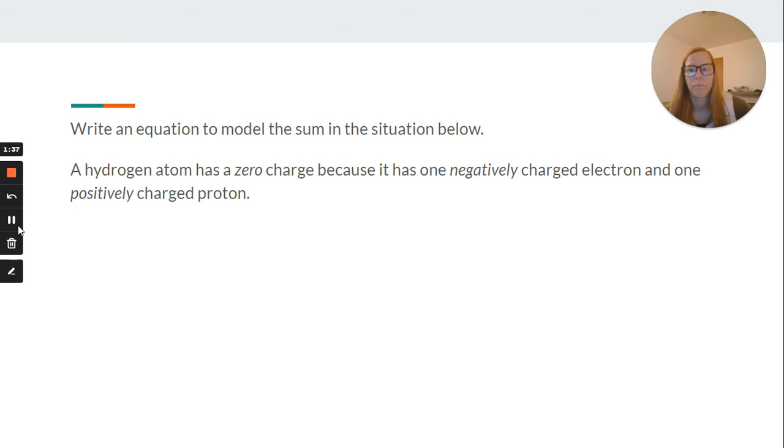What about this one? It says a hydrogen atom has a 0 charge because it has 1 negatively charged electron and 1 positively charged proton. So 0 is going to be what our equals sign is. Our equation equals 0. So what do we do to get there? We have negative 1, because 1 negatively charged, and positive 1, 1 positively charged. So we have negative 1 plus 1 equals 0. Okay?